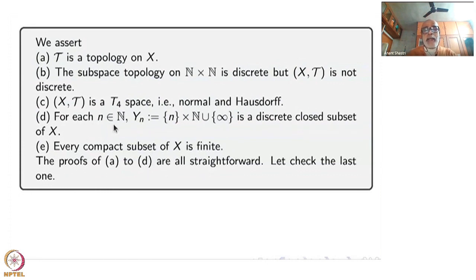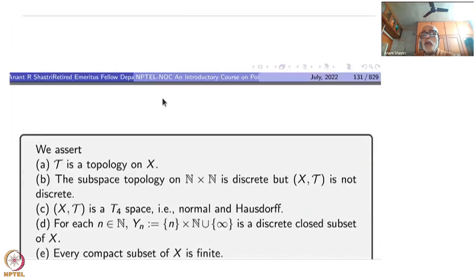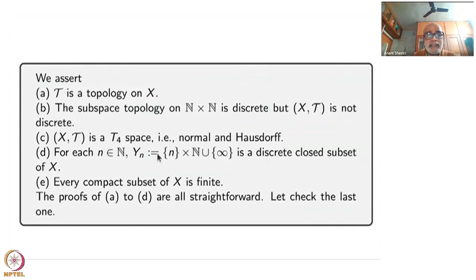The fourth thing is, for each n, look at the vertical line union infinity. This itself is a discrete closed subset of X. All points of N cross N are open, that is fine. If I show that singleton infinity is open here, then this will be discrete. Why is singleton infinity open inside this subspace? Because you take singleton infinity union all other lines, leaving out this line. By property 3, that will be an open subset in X. Its intersection with this one will be just singleton infinity. Therefore, singleton infinity is open here, so that proves that this is a discrete space.